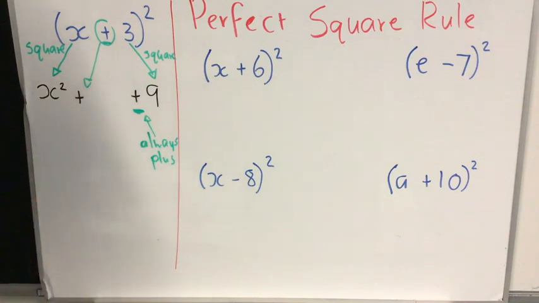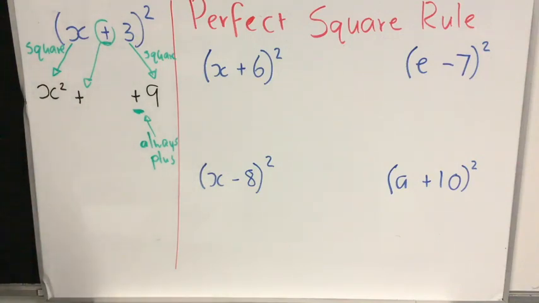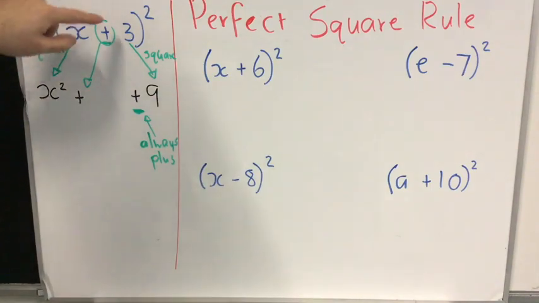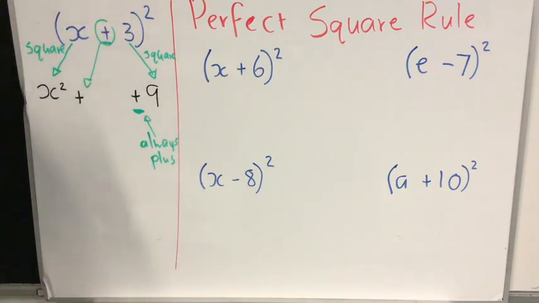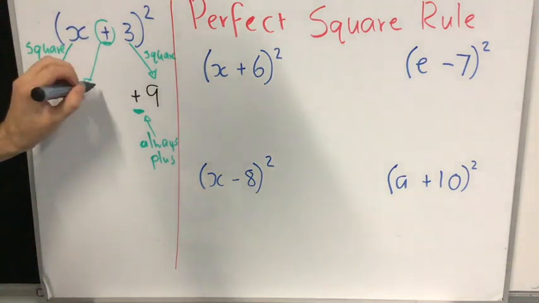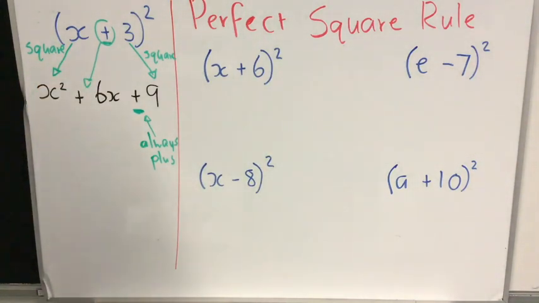Now we've got one gap in the middle. This is the trickier bit, but follow these steps and I hope this makes it pretty simple. To work out whatever goes in the middle here, you need to double the number in the brackets and then put the X or put the letter next to it. So what number's in the brackets? It's a 3. Not squared, double. So what's double 3? 6, and then put the X next to it. And that's your final answer.